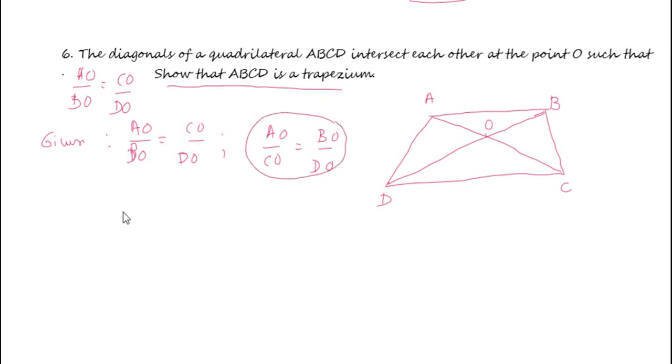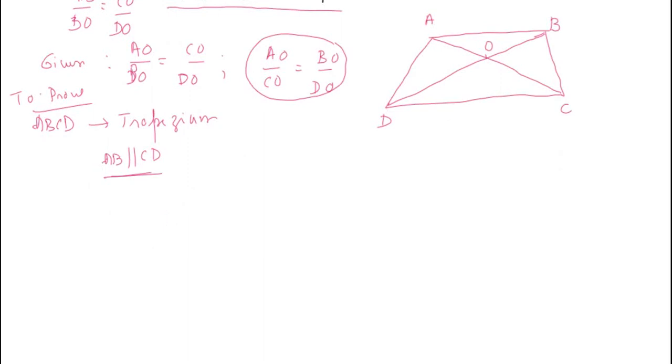What we need to prove? We need to prove that ABCD is a trapezium. That is to prove. For ABCD to be a trapezium in this quadrilateral, AB has to be parallel to CD. If you prove AB is parallel to CD, then ABCD will be a trapezium.